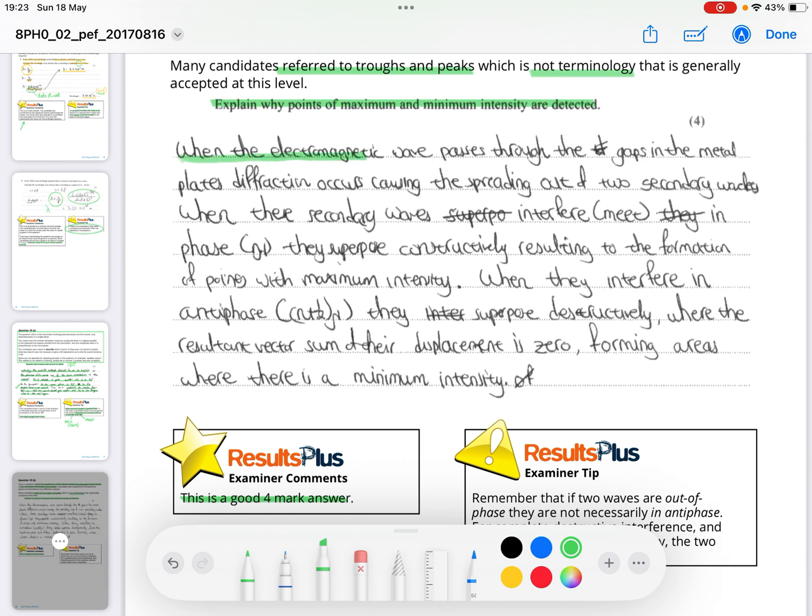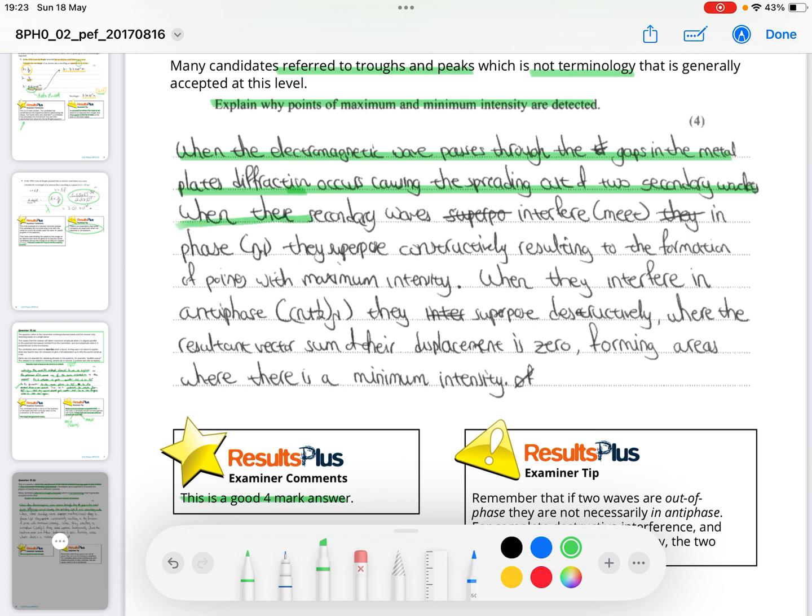When the electromagnetic wave passes through the gaps in the diffraction in the metal plates, there's basically 2 metal plates, because obviously microwaves are reflected by metal plates. Diffraction occurs, causing the spreading out of the two coherent secondary waves. You could add in coherent there.